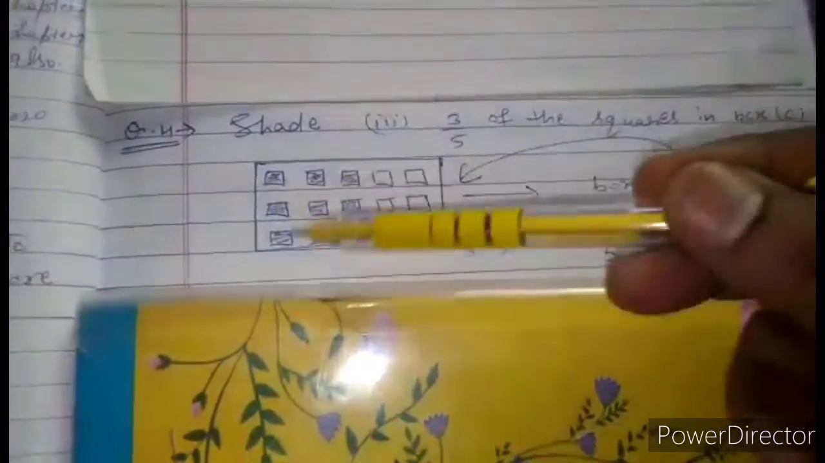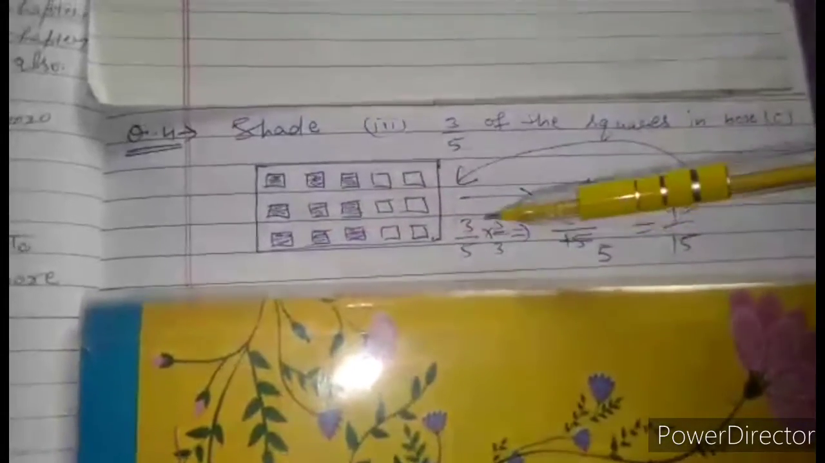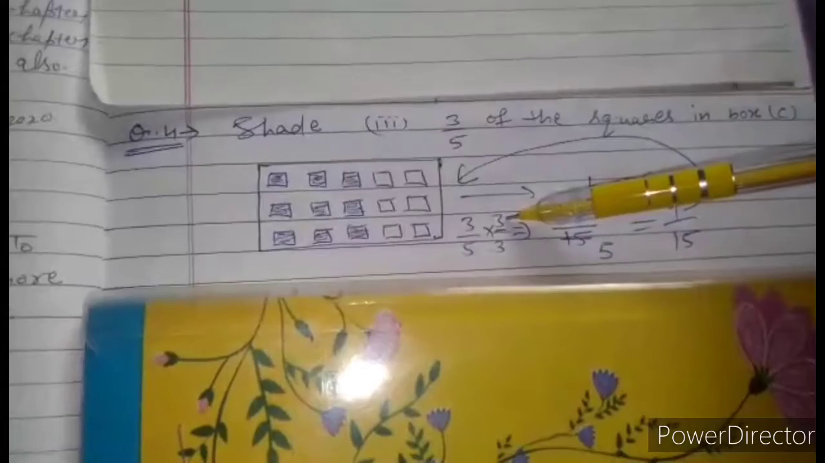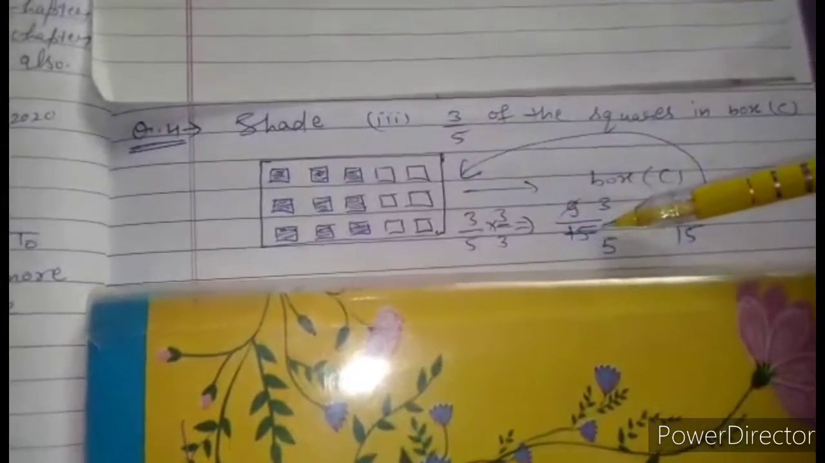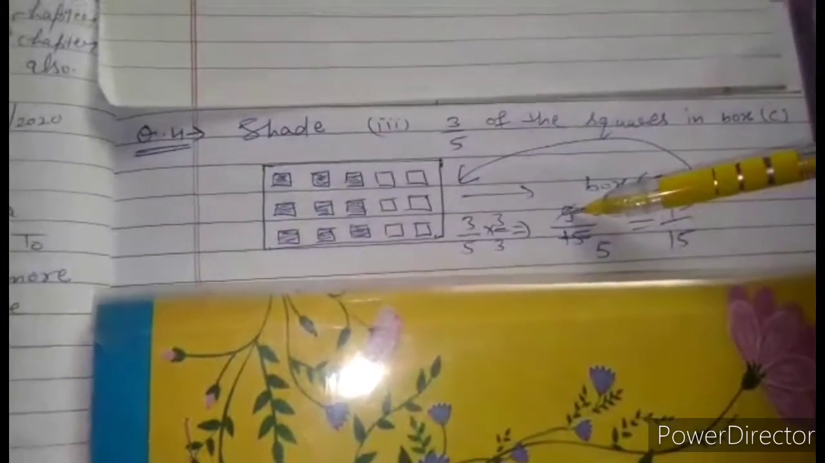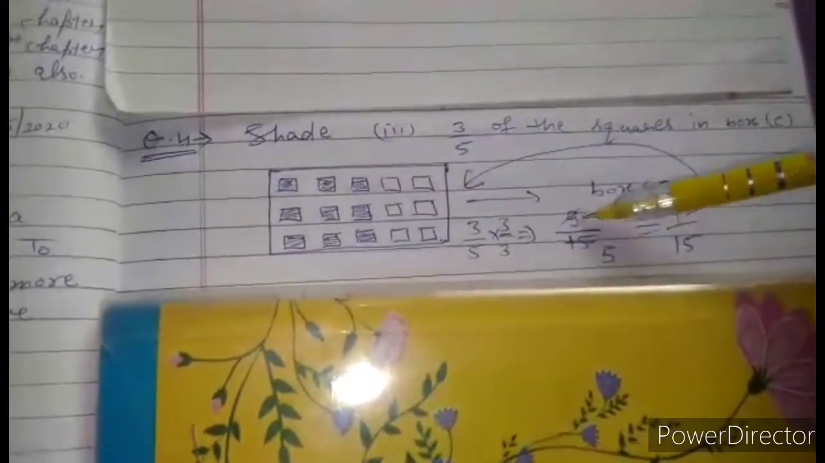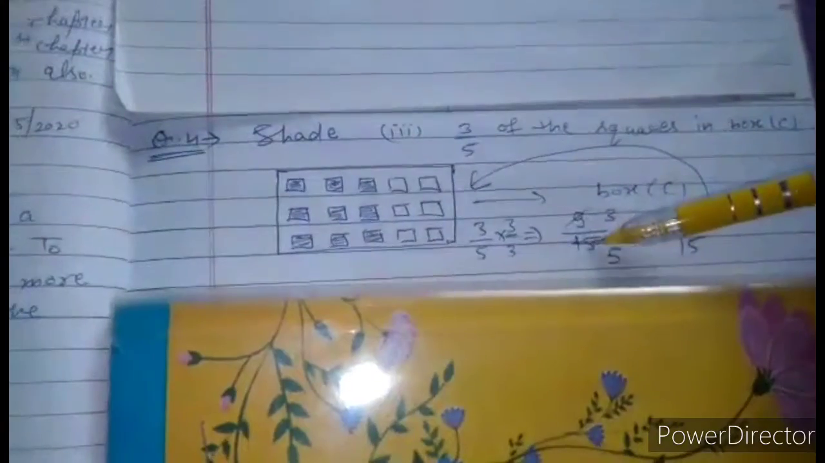Now these were 15 squares. I have multiplied the denominator by 3, so the numerator we also have to multiply by 3. 9 upon 15. If we cancel this, we will get 3 by 5 only. I have just told you this to make you understand that 9 upon 15 is equivalent to 3 by 5.